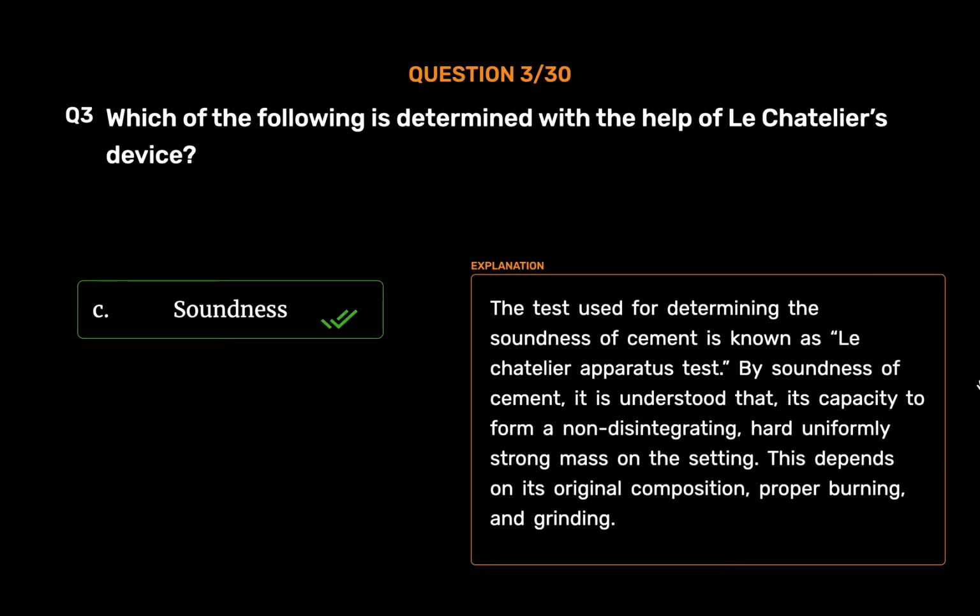The test used for determining the soundness of cement is known as Le Chatelier apparatus test. By soundness of cement, it is understood that its capacity to form a non-disintegrating, hard, uniformly strong mass on setting. This depends on its original composition, proper burning, and grinding.